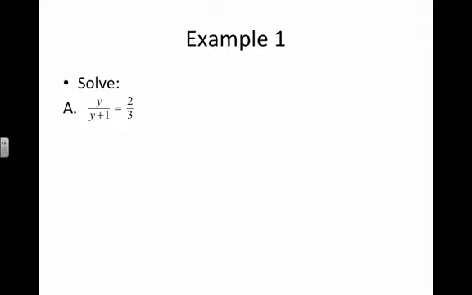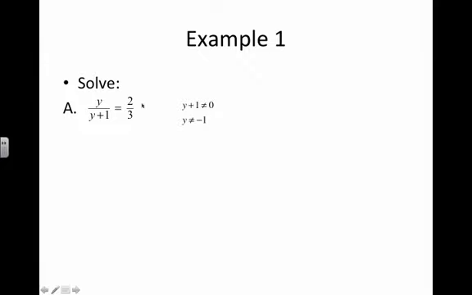All right, so we're going to solve y over y plus 1 equals 2 over 3. Now, you don't have to worry about denominators like 3 because there's no way we can make 3 equal 0. There's no variable. But y plus 1, we have to have the restriction that y plus 1 can't equal 0. So y cannot equal negative 1. So, we know that. Now we go about solving the problem.